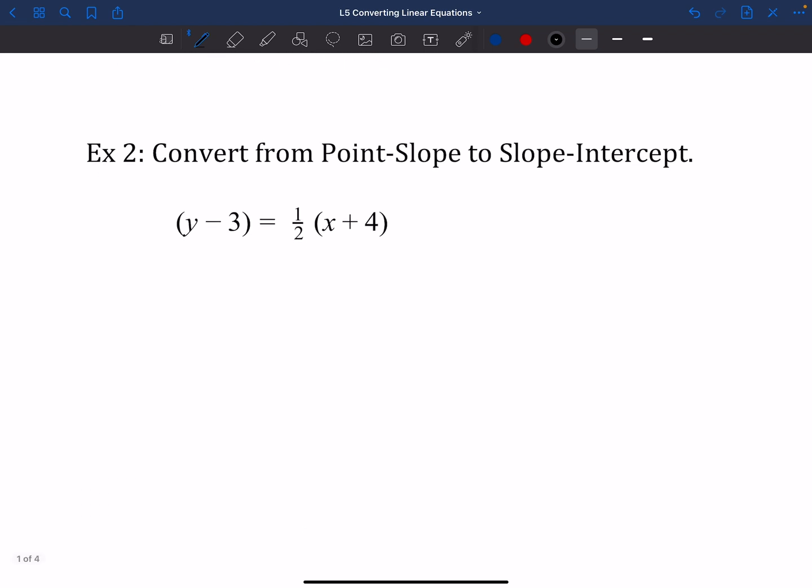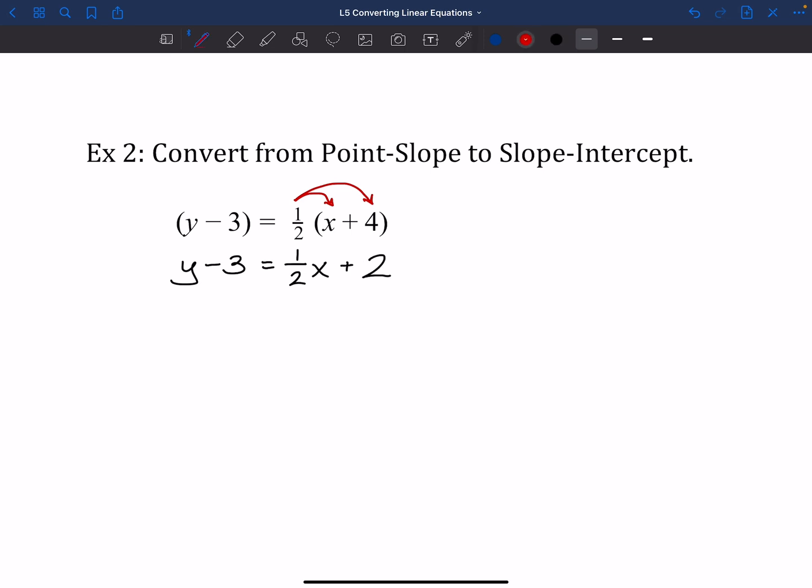Let's try this one out. Oh no, this one has a fraction. Already, I'm putting you through the ringer on this. We're going to start off with the same kind of steps. I'm going to take this 1/2 and distribute it into those parentheses. When I do that, I'm going to move down to a new line. We're going to have y minus 3 equals 1/2 times x, which is 1/2 x, and then 1/2 times 4. Half of 4 is just 2.